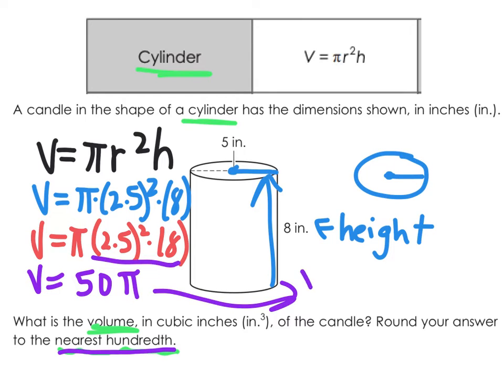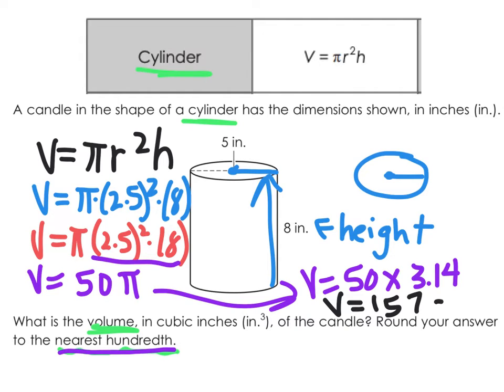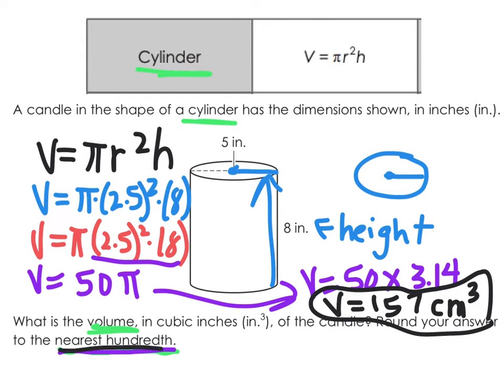Okay, so moving on, I'm going to do 50 times the value of pi, which is 3.14. So when I multiply that, I get a volume of 157 when I use just 3.14 for pi. So I'm not going to have to round it to the nearest hundredths place. If I use the pi button on the calculator, I do get 157.079, and it goes on. So then in this case, I would have to round to the hundredths place.